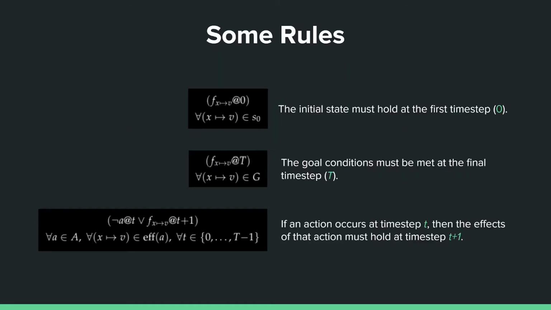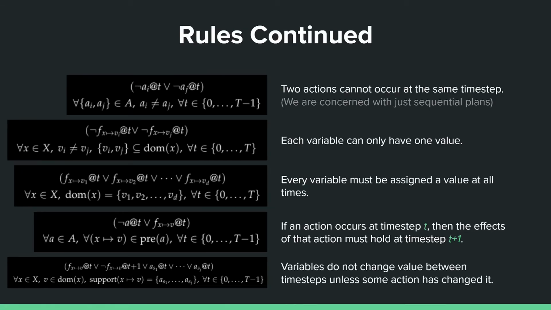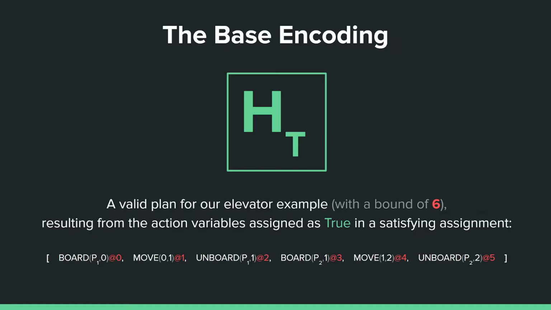So with just these 2 types of variables, we can come up with a series of SAT clauses that capture the rules of our original problem, such as the initial state must hold at time step 0, and the goal conditions must be met at the final time step, capital T. And if an action is taken at step t, then its effects must hold at the beginning of step t plus 1, and so on. I won't go through all of them here, but feel free to check out the slides later if you're interested. The conjunction of all of these clauses forms the clause set H_T.